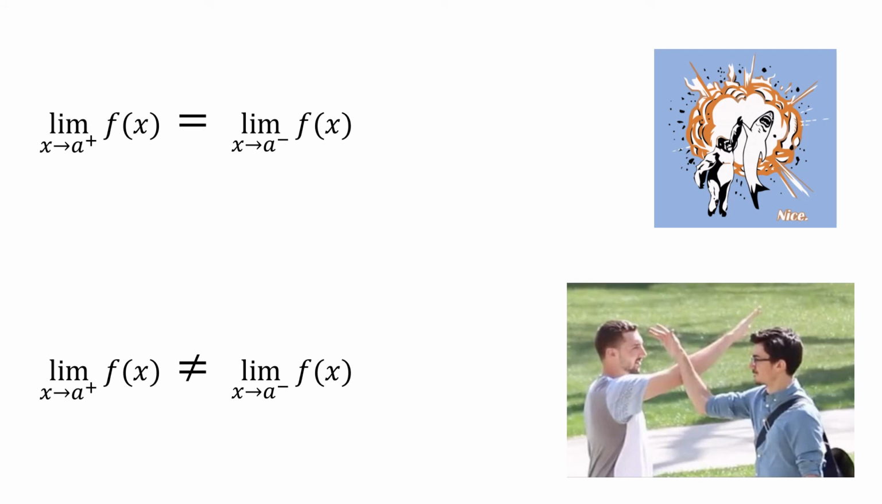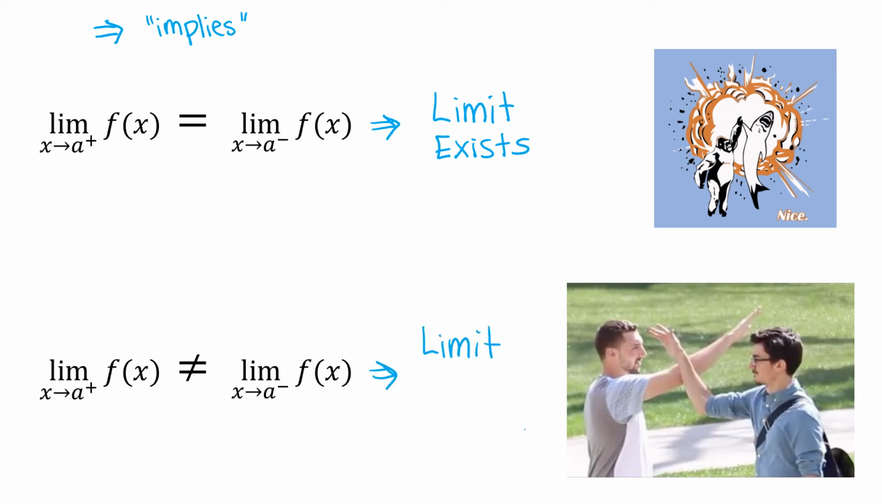When your right and left-hand limits are equal, that means that your limit exists. And this little double-barred arrow means implies, if you haven't seen it before. I like to think of this as two people attempting to high five and they successfully high five. They are going towards the same place. But if your right and left hand limits are not equal, that means that the overall limit does not exist.